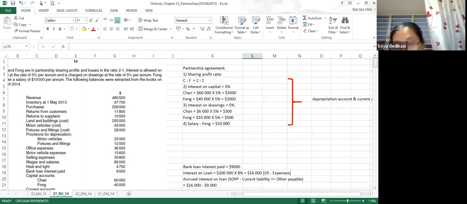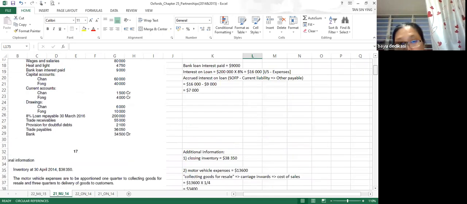Your trade receivable. Your trade receivable got adjustment, don't forget.